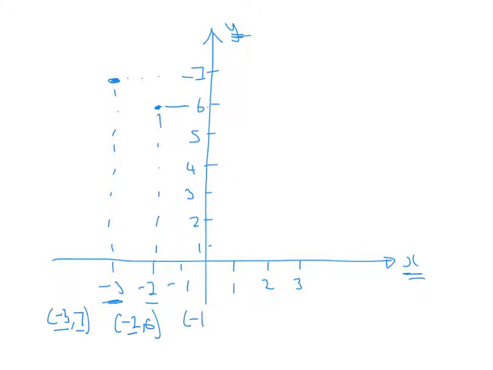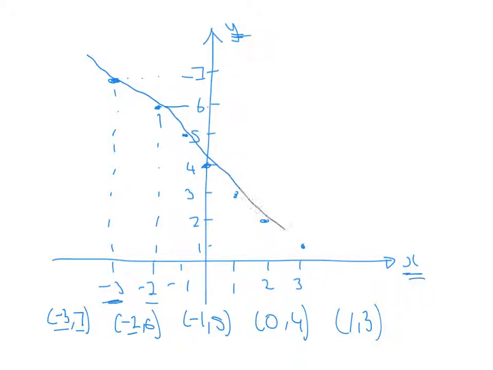Now the next point we had was -1, 5. It would be down here. The next point we had was 0, 4, and then 1, 3. And if we continue to plot each of these, what we have is a straight line that goes through each of these points.